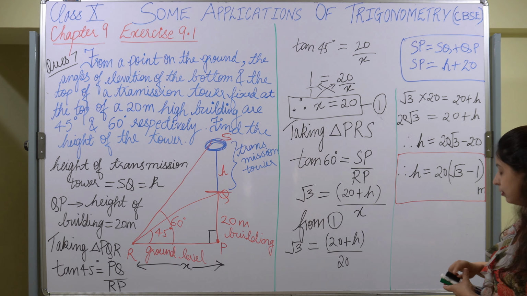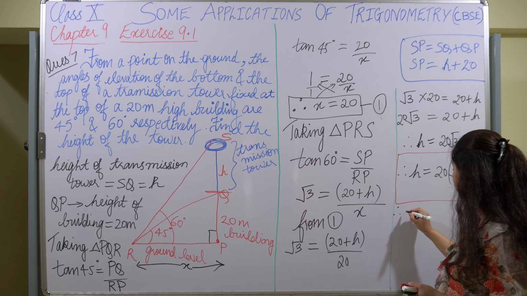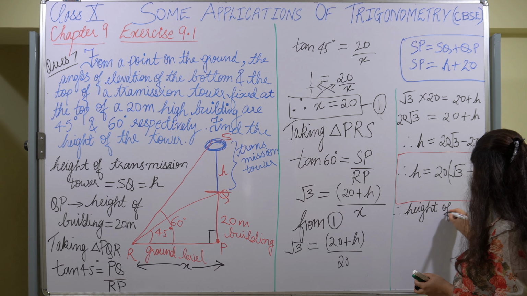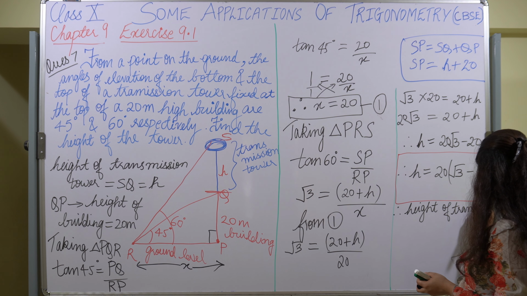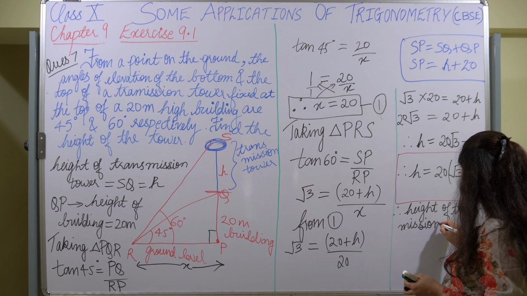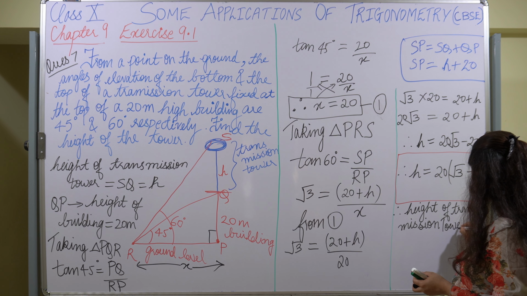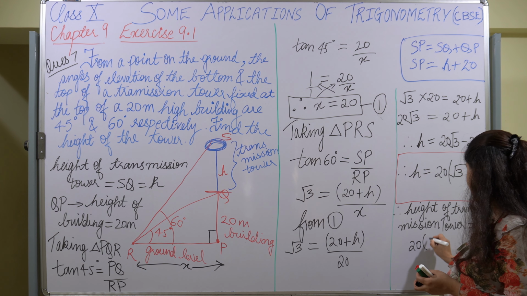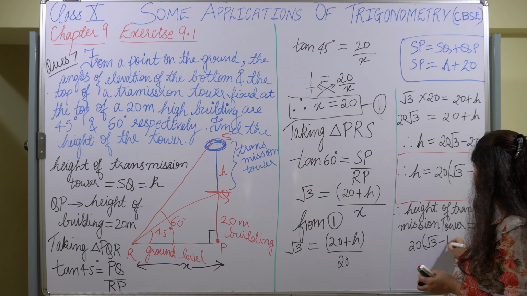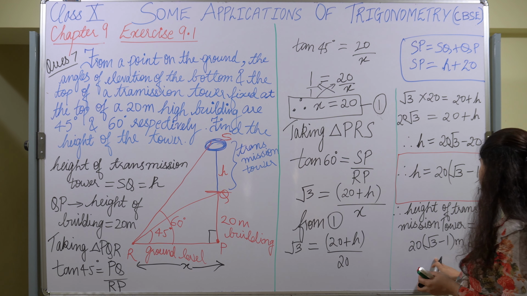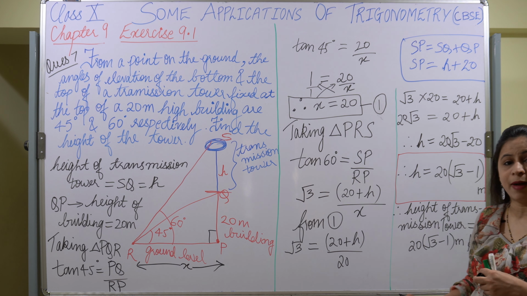So this is my answer. Therefore, height of the transmission tower is equal to 20 into root 3 minus 1 meters. In such form only it is given in the answer at the back.